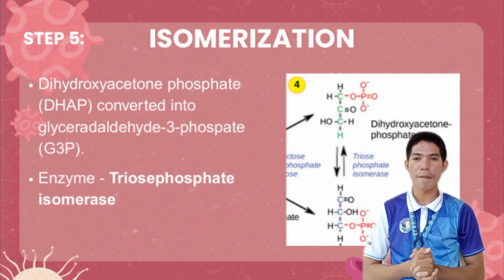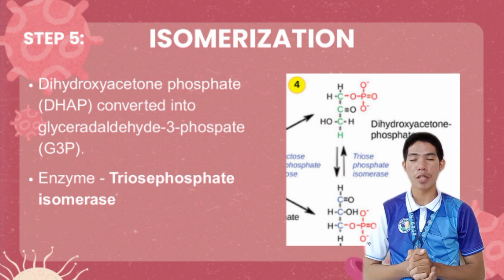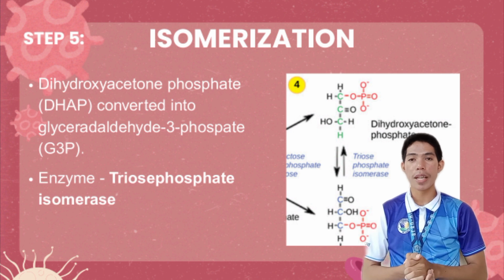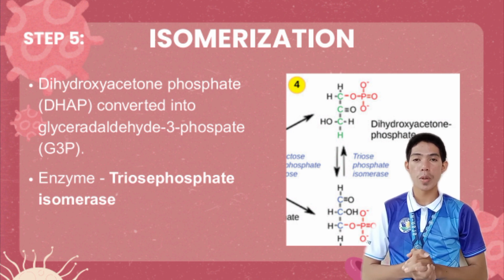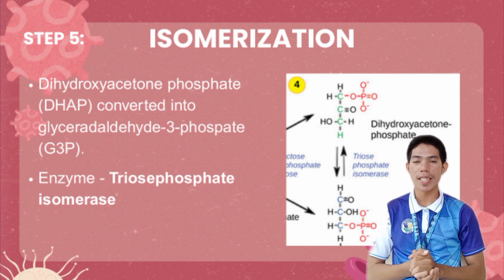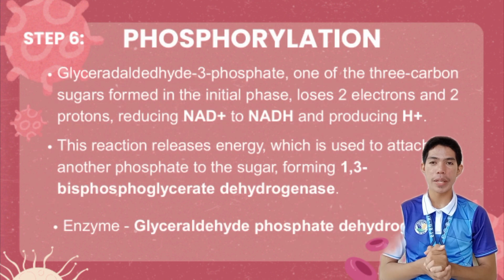So next, step 5, isomerization. Dihydroxyacetone phosphate or DAP is converted into glyceraldehyde 3-phosphate or G3P. So it means that if we produce DAP, it will be converted into G3P. So therefore, we are going to produce 2 molecules of G3P. And our responsible enzyme for step 5 of glycolysis is phosphate isomerase because DAP and G3P are isomers of each other.